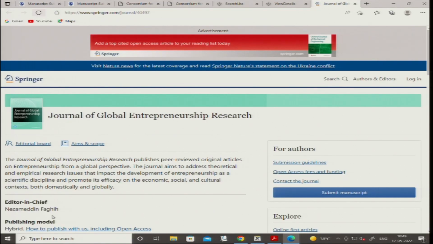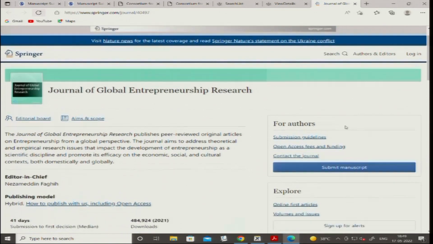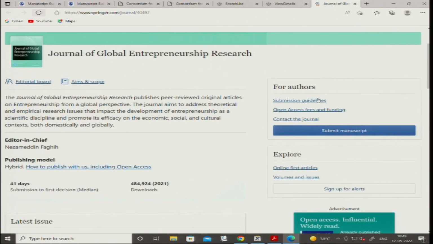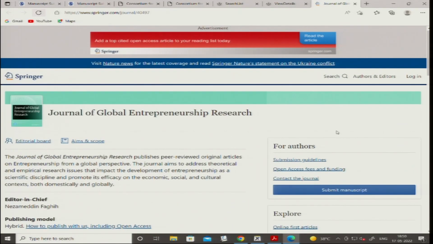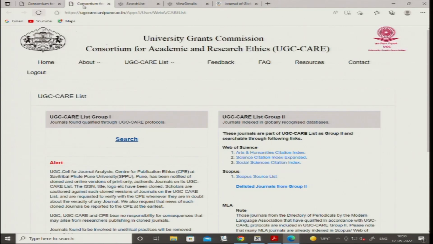You can ensure standards, you can ensure all the facts, and you can go directly to the web page of the journal. So here you can read all the submission guidelines that we have discussed already, open access fees, funding process. These are all important things for the publication process. So that's the group 1 list we have just seen. Now move ahead.